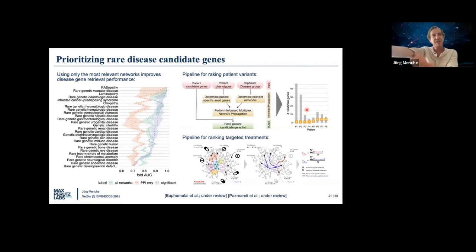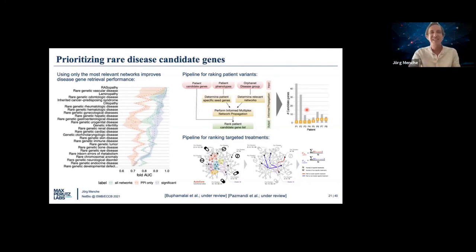The last thing that I would just like to mention is that we can also go ahead now and try to use the fact that we have identified a broader network neighborhood to contextualize the pathobiological mechanisms of a disease and to identify potential new drug targets.